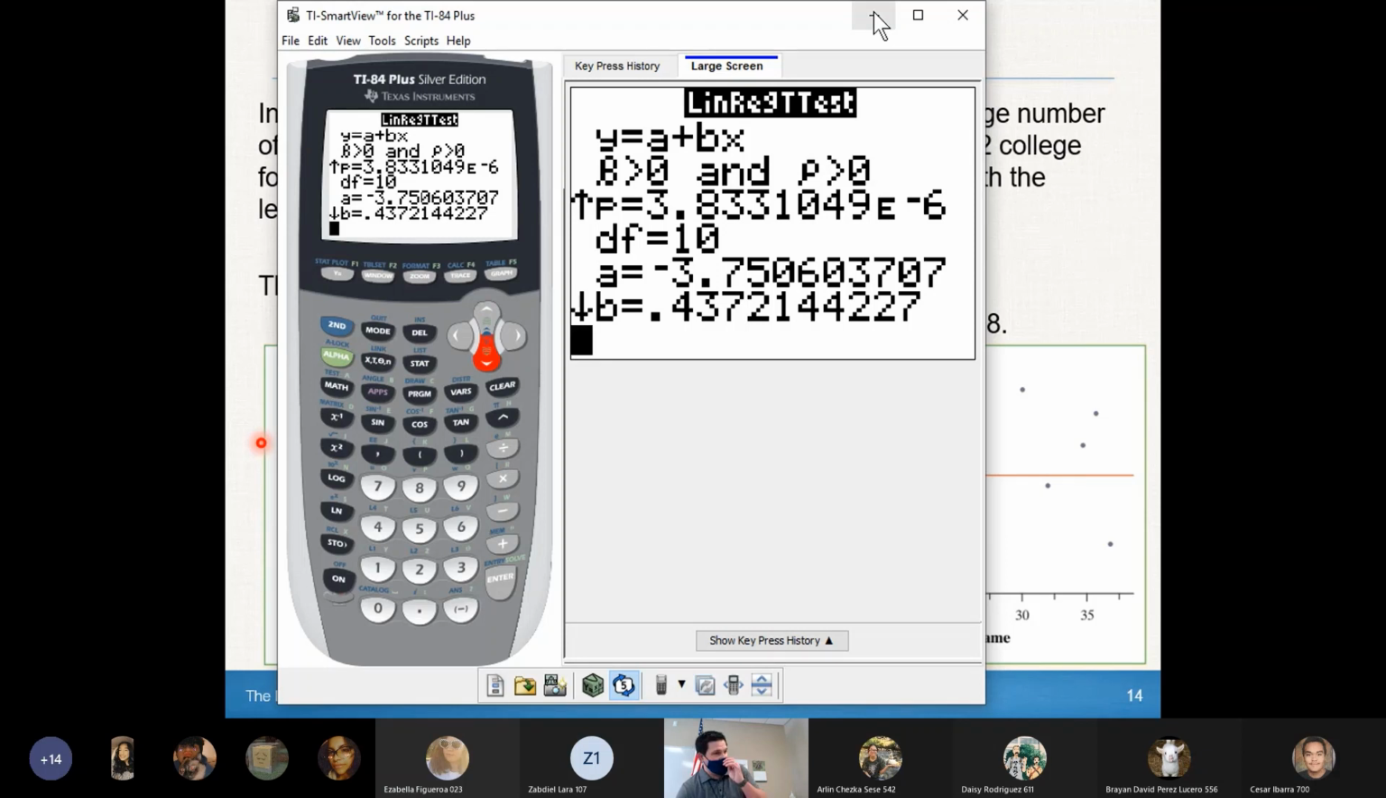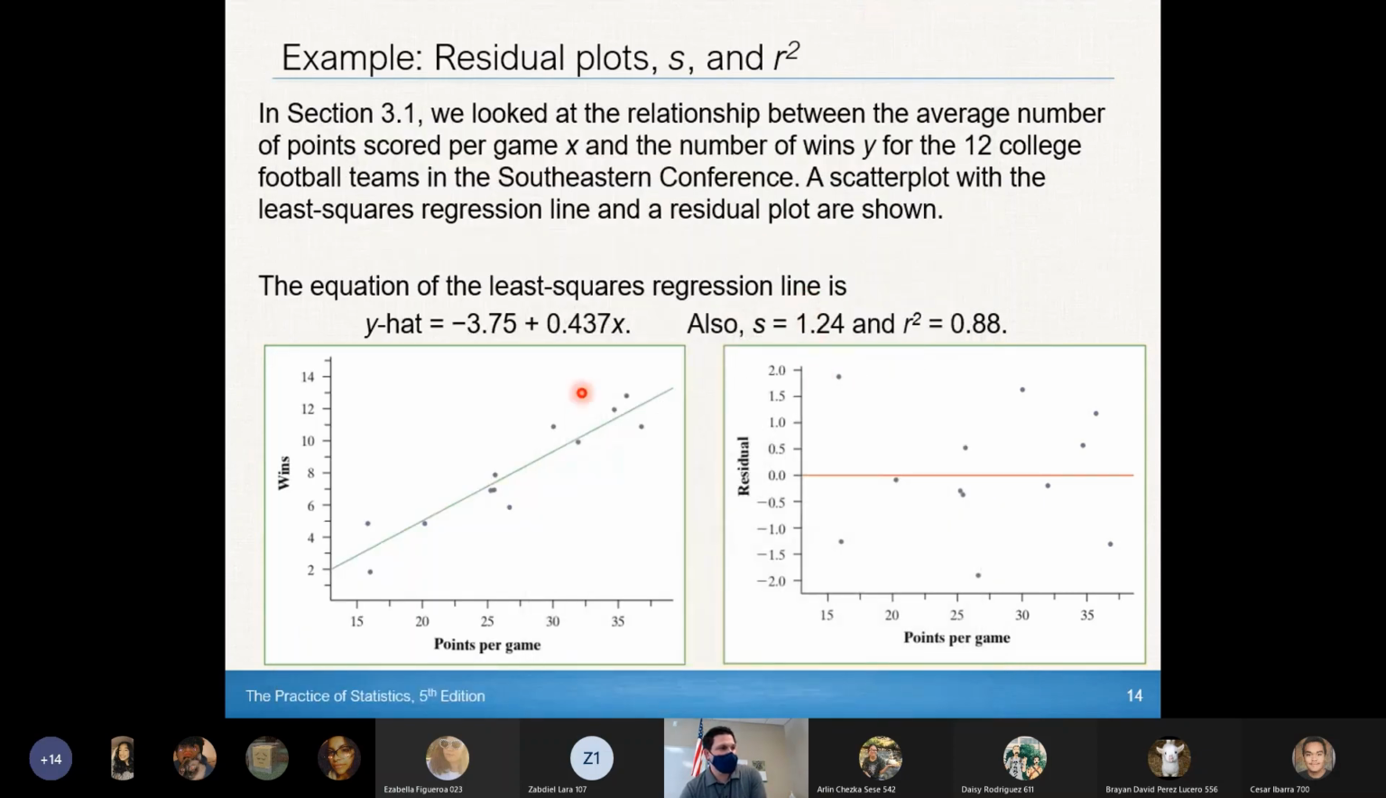So using the calculator, we'll get all the values for this that we need, as long as we've populated the lists correctly. Your calculator will do all these calculations, give you all the needed values.